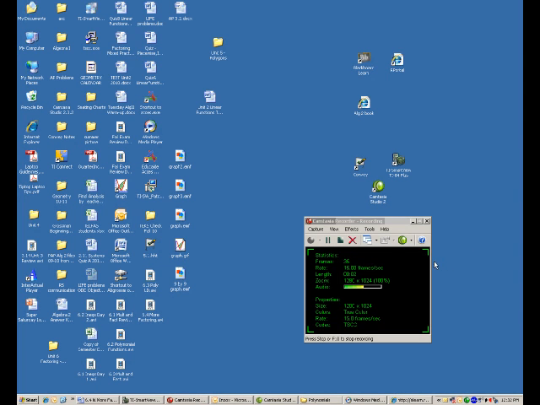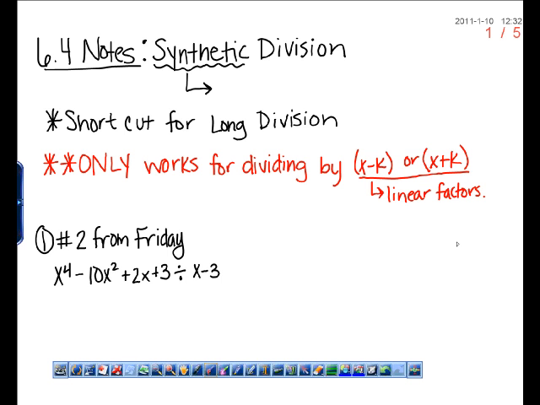Okay, so on Friday, we learned about long division. Today, we're going to learn something called synthetic division. When you hear the word synthetic, what do you think of? Fake. So, this is a fake or contrived process that helps us as a shortcut of long division. It doesn't work all the time. You can't use synthetic division all the time.